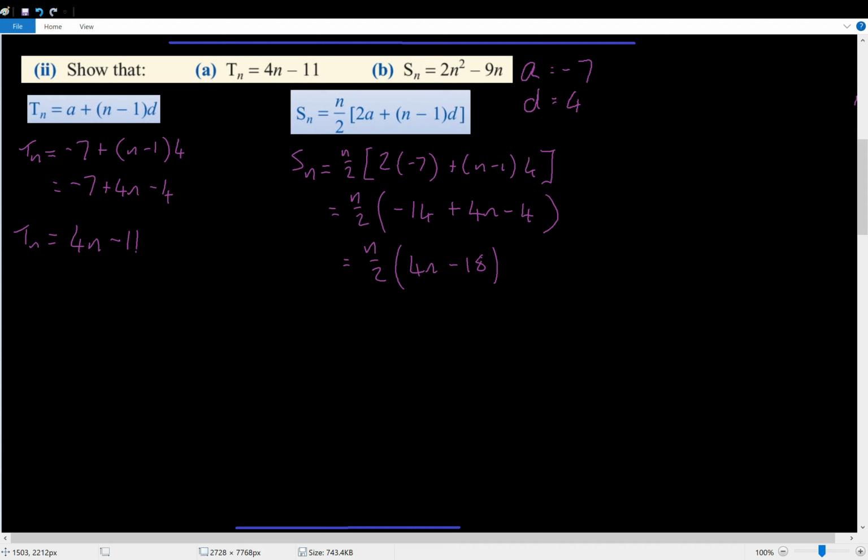Now if we multiply the n over 2 in, we're going to get 4n squared over 2 minus 18n over 2. And we can divide the 2 into both of the terms above, which means we're going to get 2n squared minus 9n, which is exactly what we're expecting to get out. So that's part 2. And now we'll take a look at part 3.